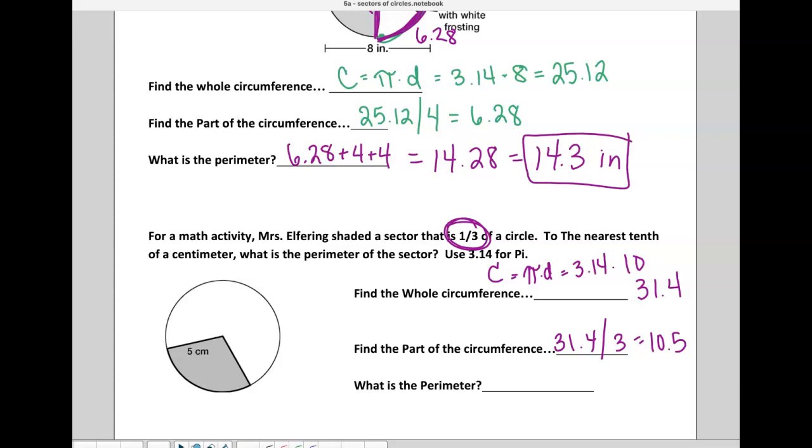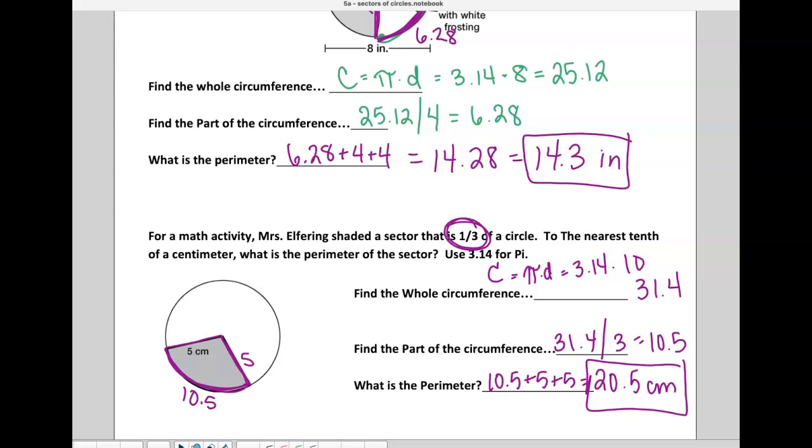Remember, that's not the perimeter. Okay, that 10.5 is only right here. This is 10.5. This is 5, and this is 5. So we have to add those all together. 10.5 plus 5 plus 5, 20.5 centimeters would be your answer. Questions there? Feeling okay about that?